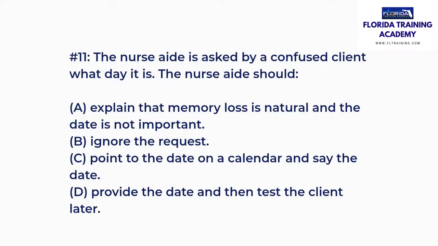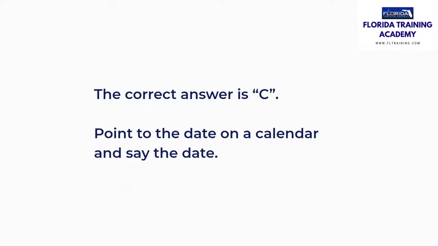Number 11. The nurse aide is asked by a confused client what day it is. The nurse aide should A. Explain that memory loss is natural and the date is not important. B. Ignore the request. C. Point to the date on a calendar and say the date. D. Provide the date and then test the client later. The correct answer is C. Point to the date on a calendar and say the date.